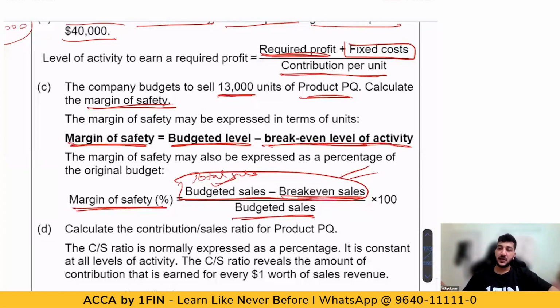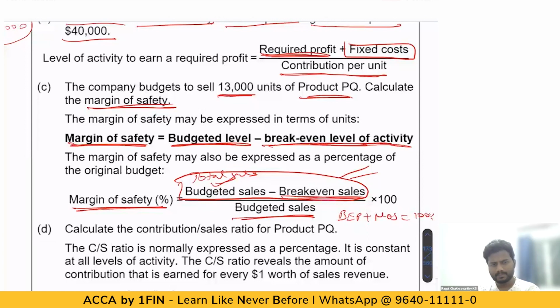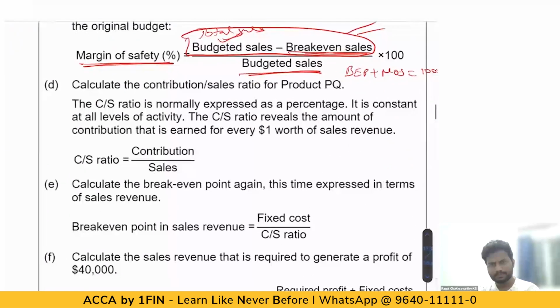But if you want to calculate margin of safety percentage, note that BEP plus MOS, that is margin of safety, should be 100%. That is nothing but my total sales. 100% of my sales is divided into break-even sales and margin of safety. Any doubts over here? No doubts? Fourth one.